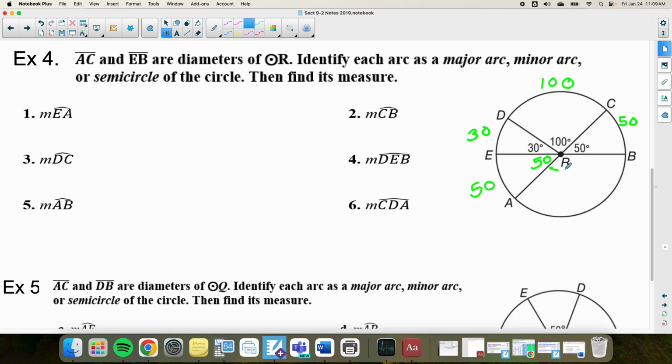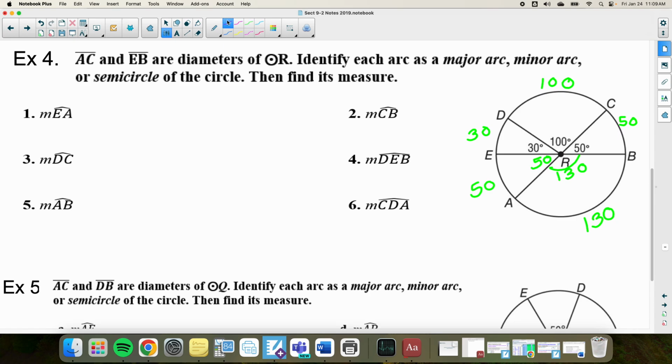Could I find this angle right here? Yes, because there's a straight line. And what about two angles in a straight line? They add up to 180. So if this is 50, wouldn't this be 130? Did you guys get that? And if that's 130, this is 130. So that's what I do first: just go to my diagram and mark everything I know.